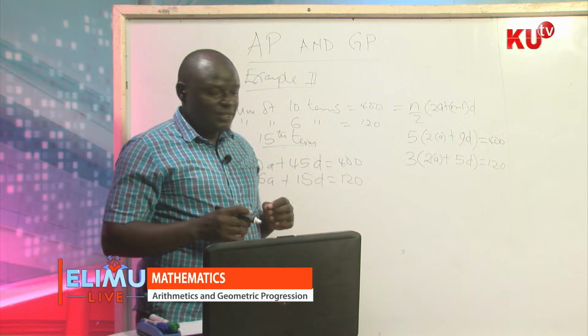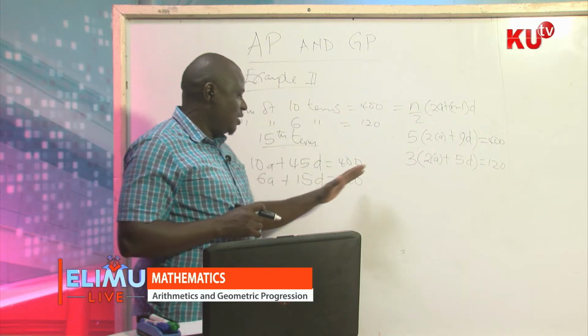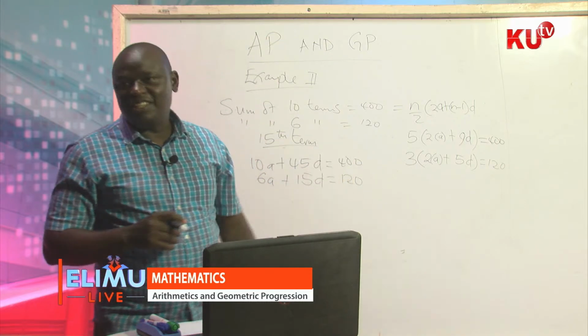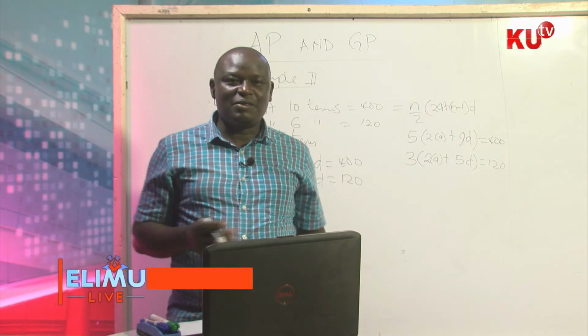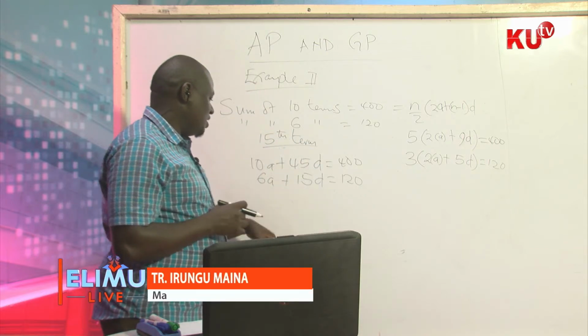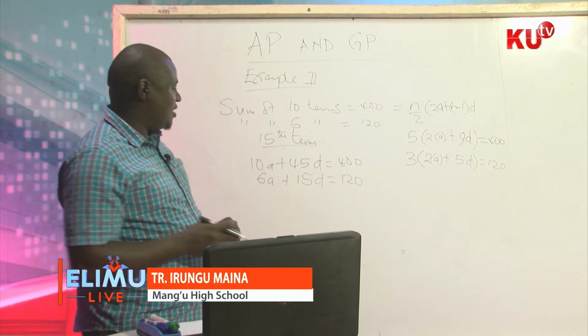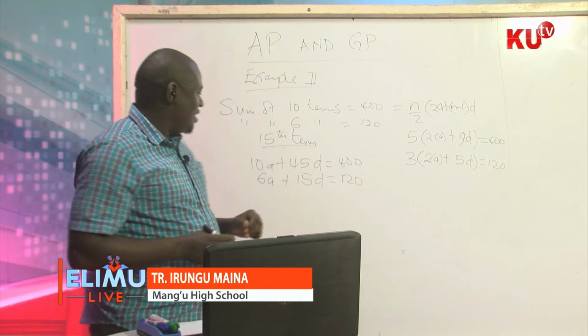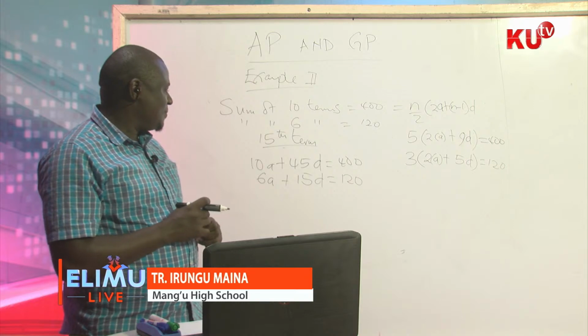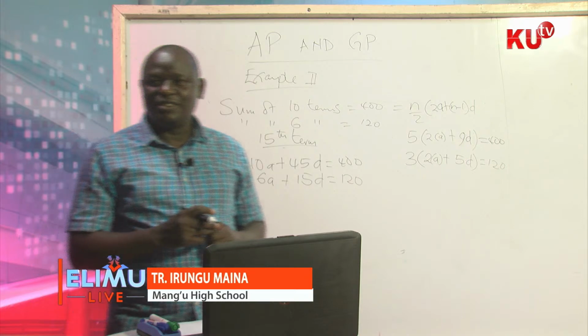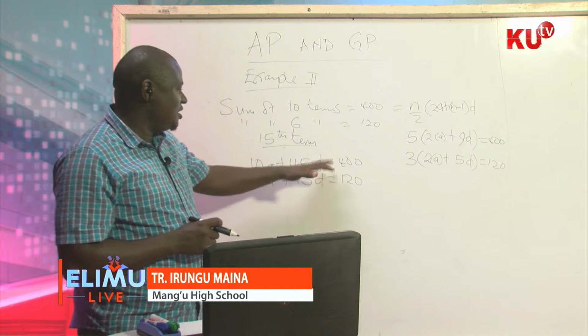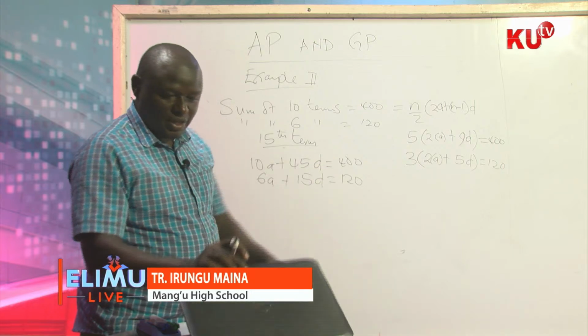Now look, we were doing AP and GP. What has come our way? Simultaneous equations. This is the work that we did in Form 1. So we need to touch base on Form 1 work. Now, let us solve them. I want us to solve them by elimination. I want us to eliminate D.